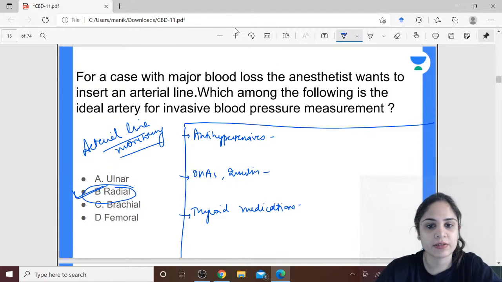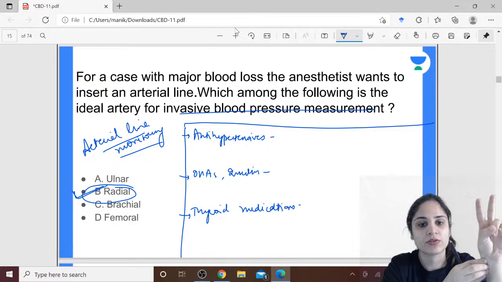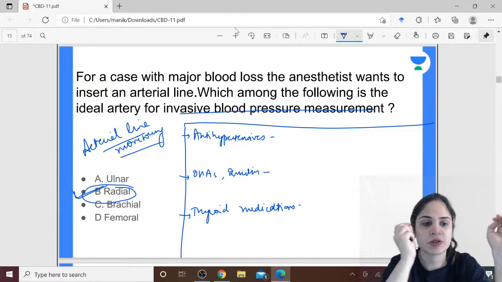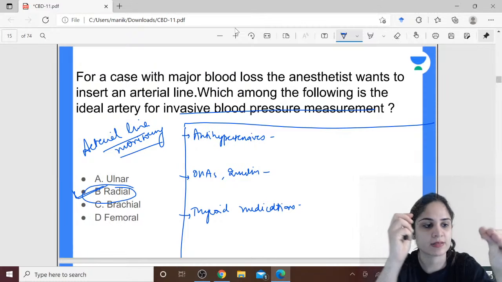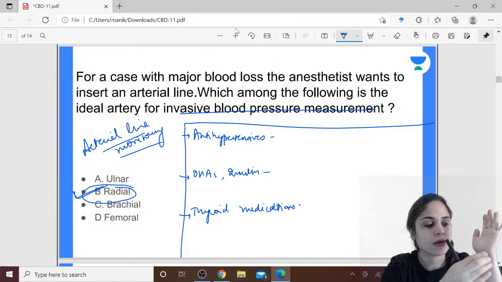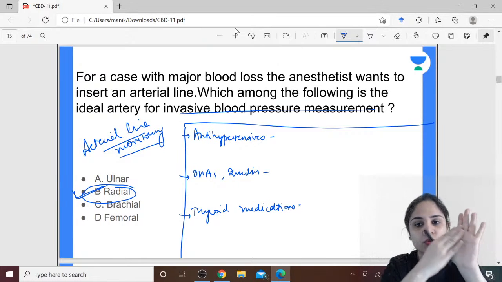Intraoperatively, for invasive blood pressure measurement, we prefer radial artery. Why? First of all, it is very superficial, it is easily palpable, so as a result of this, you can easily feel the artery and you can insert the line. Second of all, if because of continuous pricking, you're trying to take the radial arterial line but you're unable to, so you keep pricking, and the artery goes into vasospasm, then at least you have a collateral artery, that is the ulnar artery, which can supply blood flow to the hand.